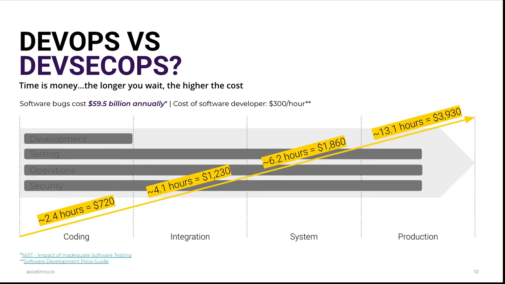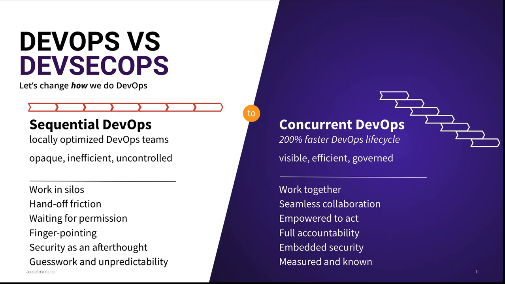The other thing to think about is that the longer we wait, not only is it more expensive, but what's the risk? What's the cost of it getting all the way out into production? Now, it's impossible to catch everything, but we want to be better at catching as much as we can. And really, what does this mean? We go from sequential DevOps, one stage after another, to concurrent DevOps. That is one of the things with DevSecOps.